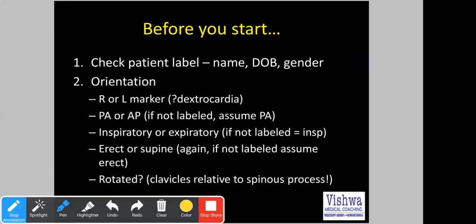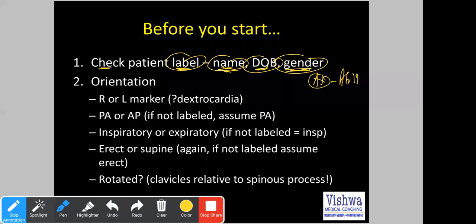Now, before we start, always first check the patient's label. There are labels on the X-ray. Check the name, date of birth, and also the gender, because a lot of times the gender can make some normal X-ray look abnormal. So understand all those things.